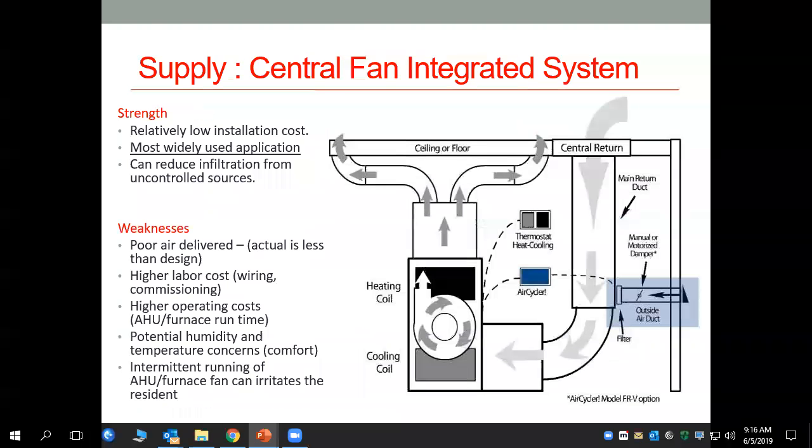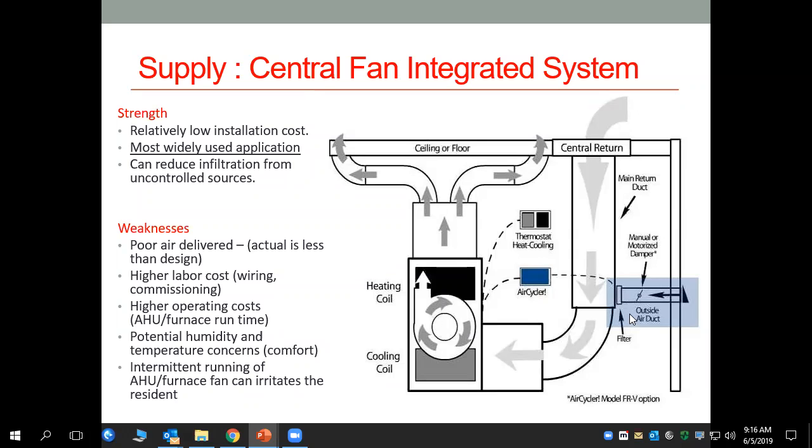All right, the central fan integrated system. There are thousands and thousands of those out there. You have a motorized damper in most cases. This is depicted with manual or motorized. It's ducted into your return, pulls in here. This one shows an Air Cycler. It's a brand name. It can be just through the thermostat. It can be another brand that says, okay, I have not run long enough as a system with this open.